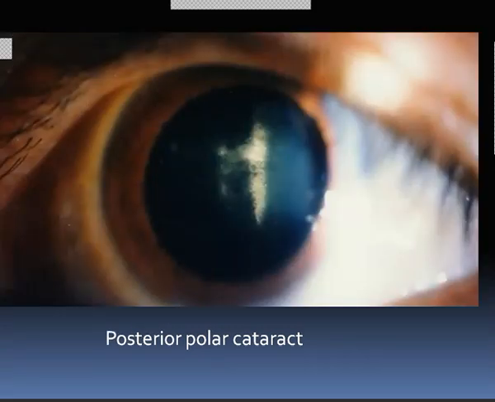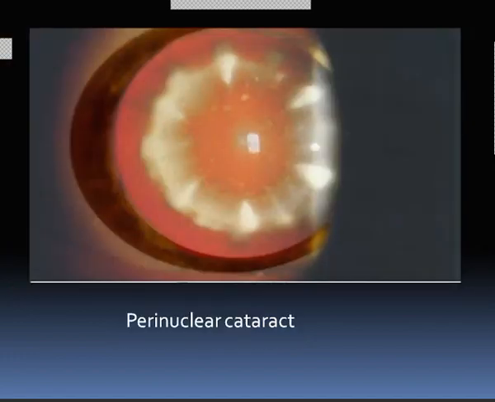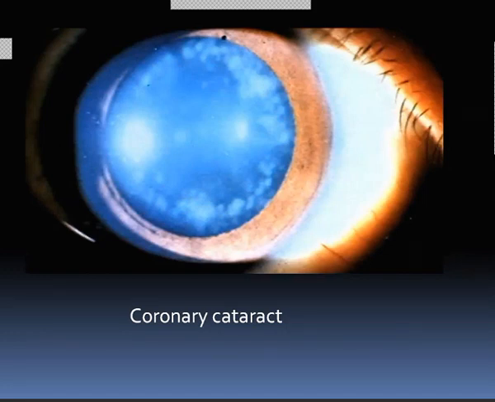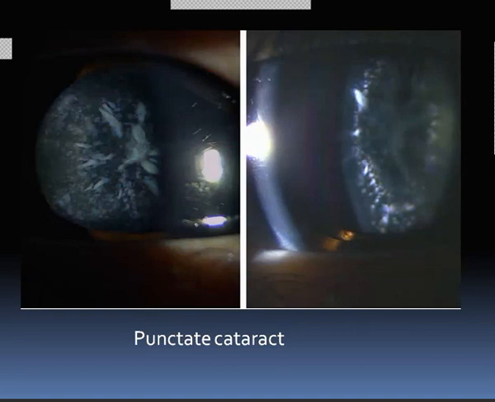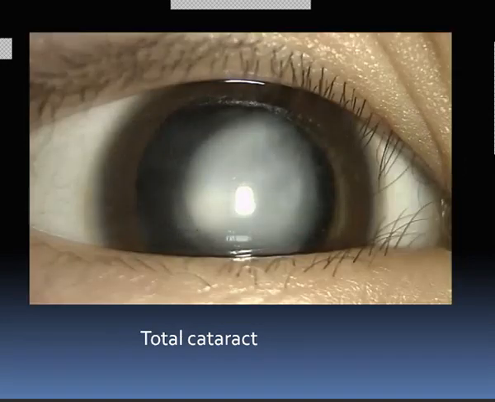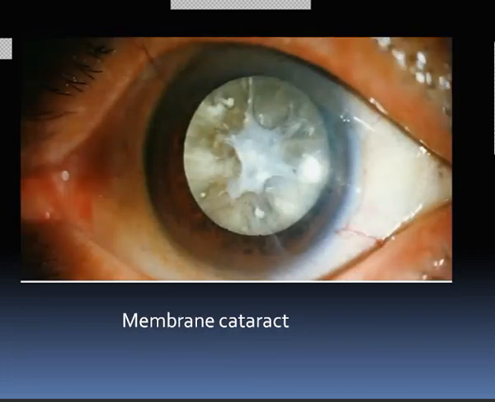This is the posterior polar cataract. You cannot see this, it can be seen only with the slit lamp examination. And this is the perinuclear cataract. What is the other name? That is the coronary cataract. That is the punctate cataract, blue dot. And this is the total opacification of the lens, milky white in color.